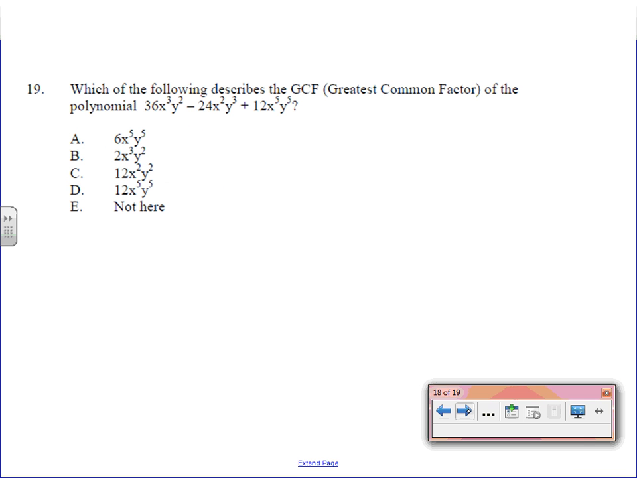(19) Which of the following describes the GCF, the greatest common factor? First, we're going to start off by looking at the coefficients, the 36, the 24, and the 12. What's the largest number that will go into 36, 24, and 12 evenly? Biggest number is a 12. 12 goes into 36 evenly, 12 goes into 24 evenly, and 12, of course, goes into 12.